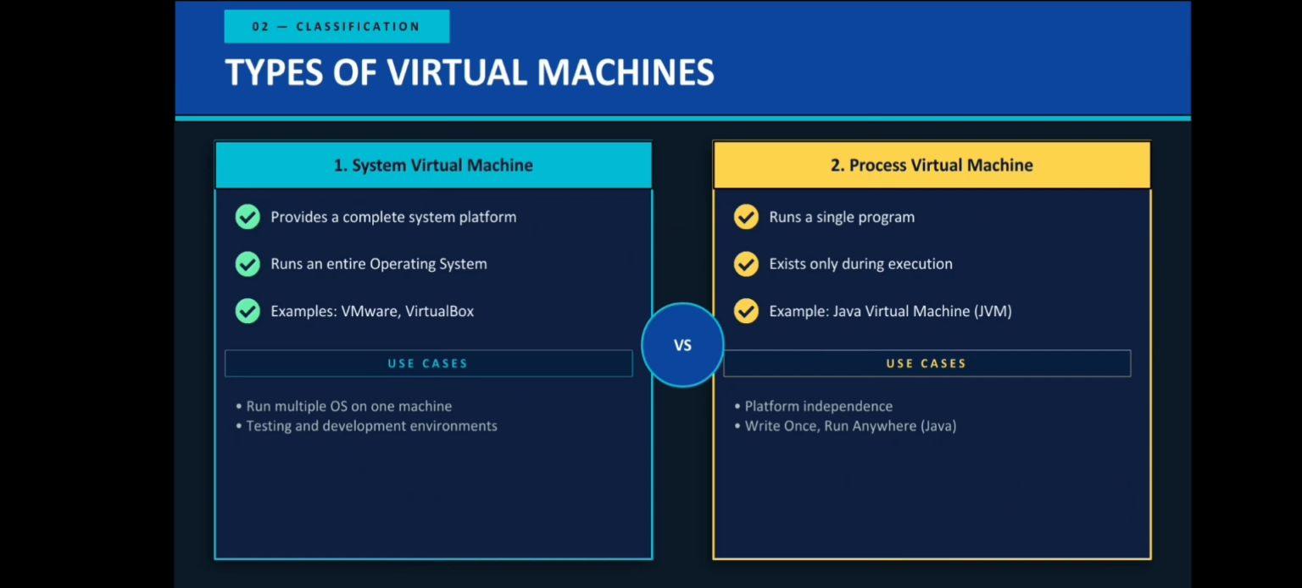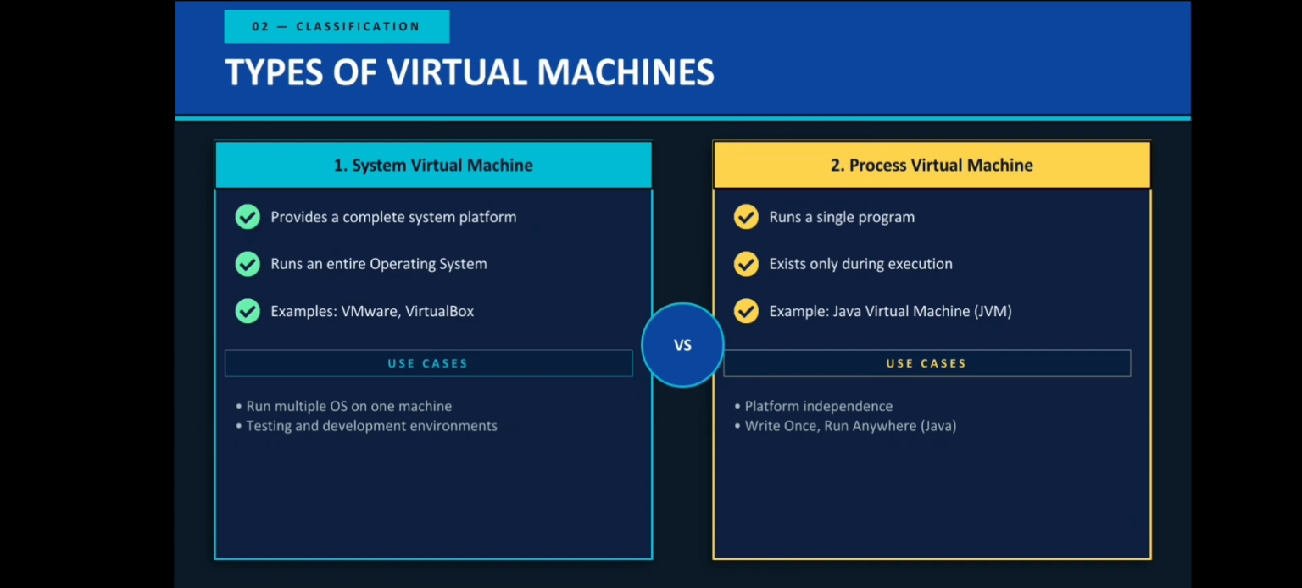Next, the types of virtual machine. There are two main types of virtual machines. One, system virtual machine, and second one, process virtual machine. The system virtual machine provides a complete system. It runs a full operating system. Example, VMware and VirtualBox. The use cases of virtual machines: running multiple OS and testing environments.